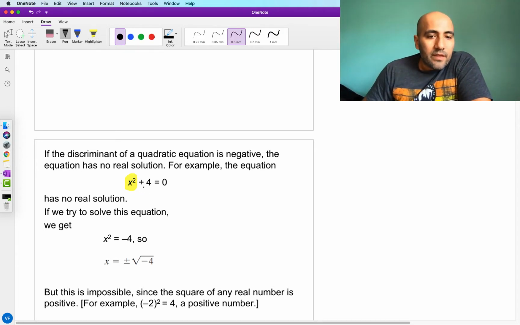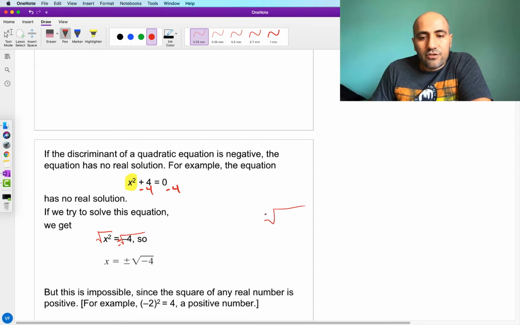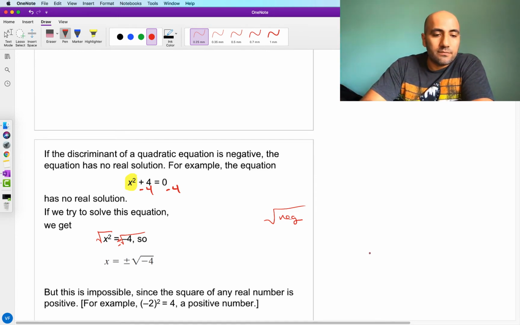Okay, so if we solve for x squared, we move the plus 4 over to the other side. So we subtract 4 from this side, subtract 4 from that side. We'll end up with x squared equals negative 4. And now if we proceed with our regular process, we take the square root of this side and the square root of that side. Of course, we introduce the plus or minus. And so we end up with this. And again, now we have the situation where we have the square root of a negative number, right? And we know that the answer to this is not a real number. This is what leads to our imaginary solutions.